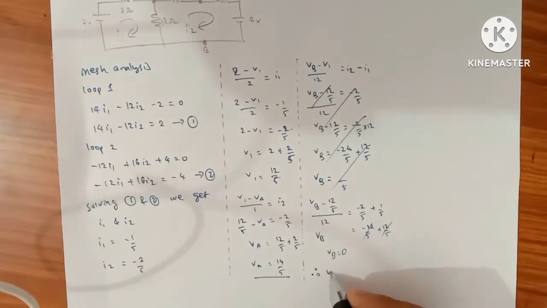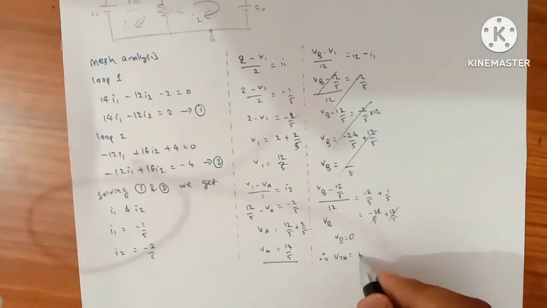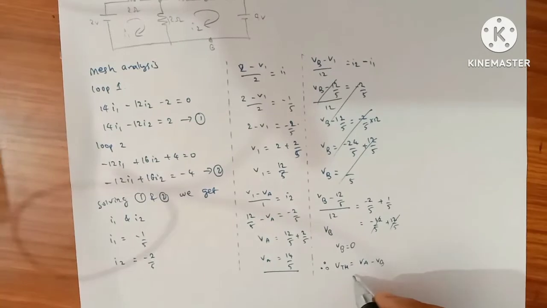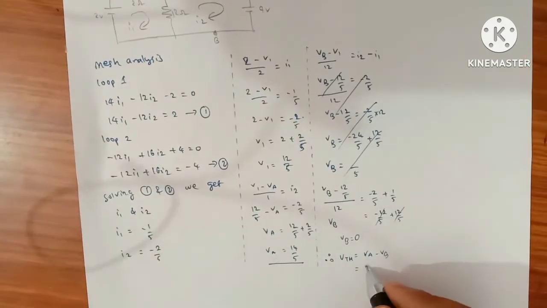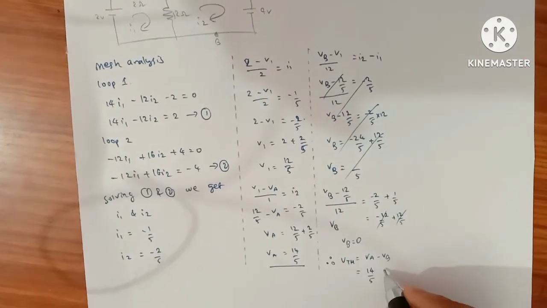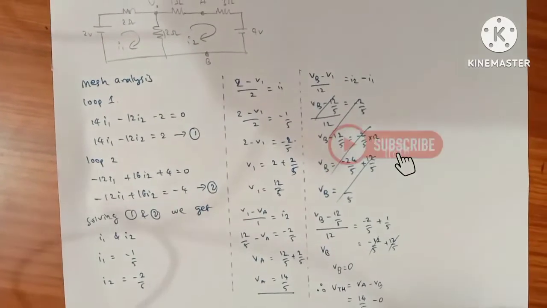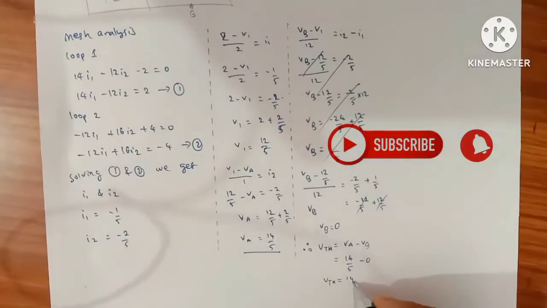Therefore VTH equals VA minus VB. Here we got VA equal to 14 by 5 and VB equal to 0. Hence VTH equals 14 by 5 volts.